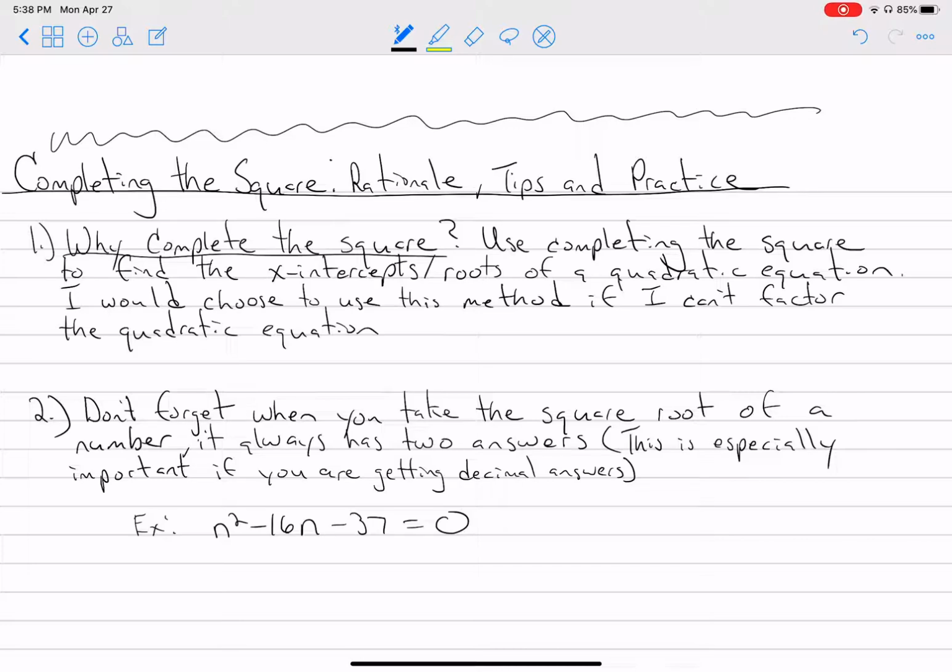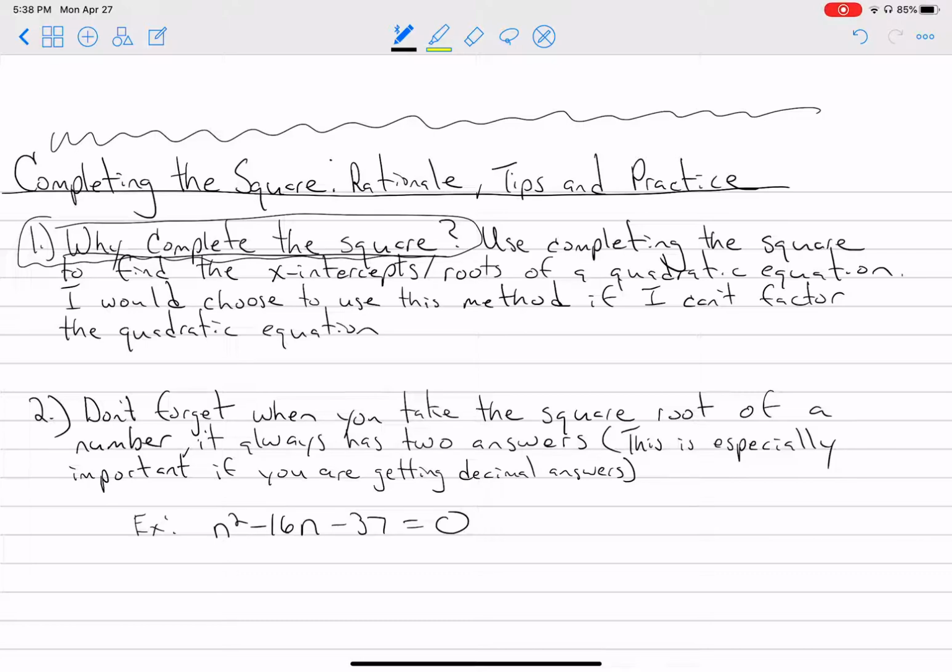So first off, we've got to keep the big picture in order, which is why do you complete the square in the first place? Well, you're going to use completing the square to find the x-intercepts, slash the roots, of a quadratic equation. Remember, when you complete the square, it takes you directly to the roots of that equation.